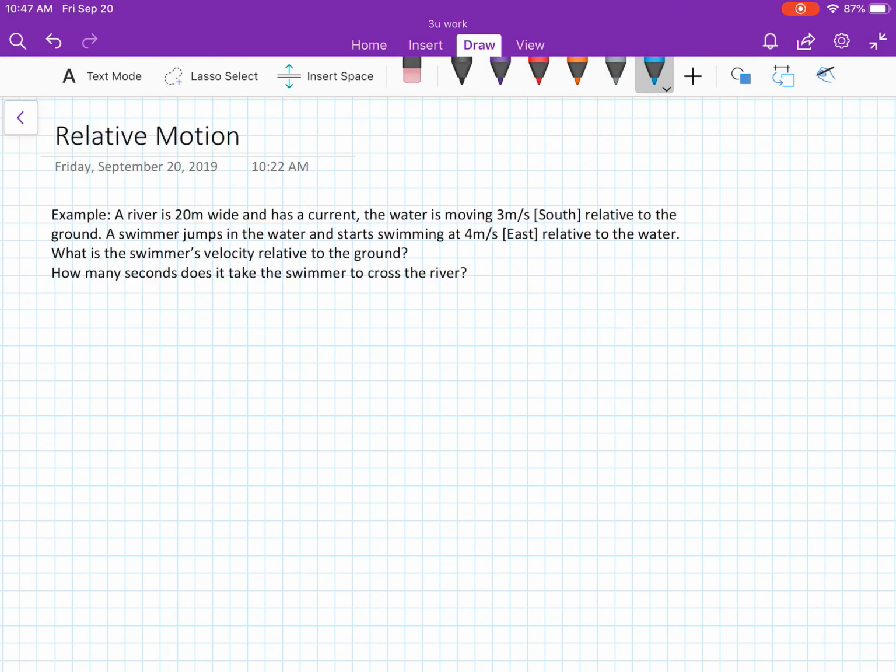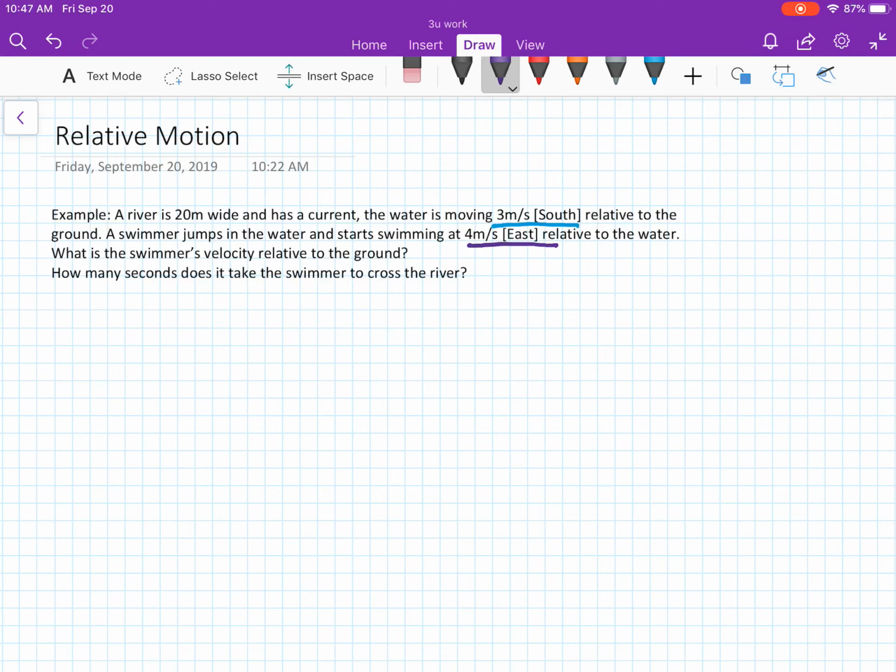Let's tackle a relative motion problem. Here's sort of a standard problem. A river is 20 meters wide, has a current, the water moving at 3 meters per second south relative to the ground. A swimmer jumps in, the swimmer starts swimming at 4 meters per second east relative to the water.